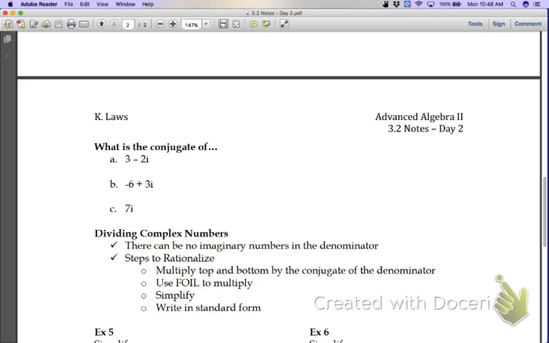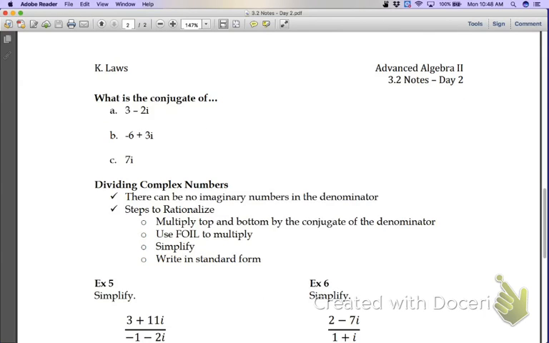So what's the conjugate of each value? All we're going to do is basically rewrite, so 3 and 2i, but instead of it being a minus, it's going to be a plus. Same way with negative 6 and 3i. Everything's the same, but now it's going to be a negative. The opposite sign of 7i is just going to be negative 7i. Don't overcomplicate it.